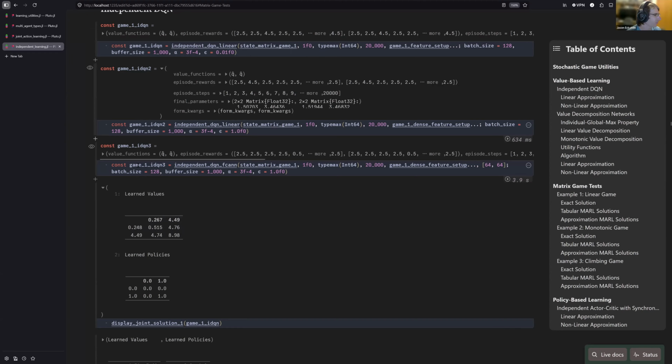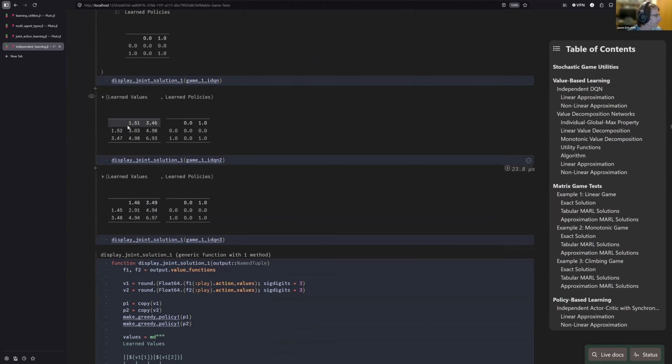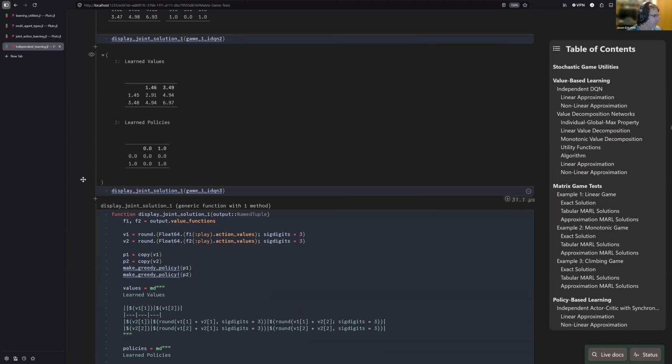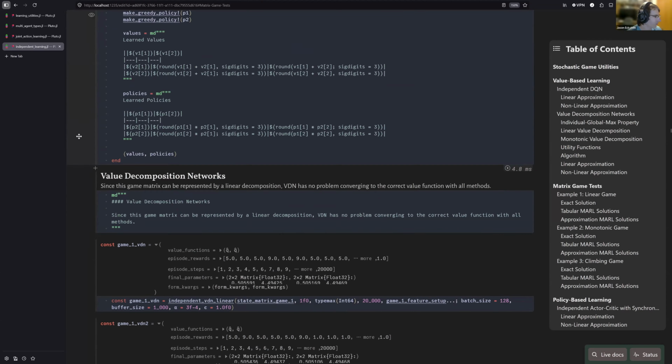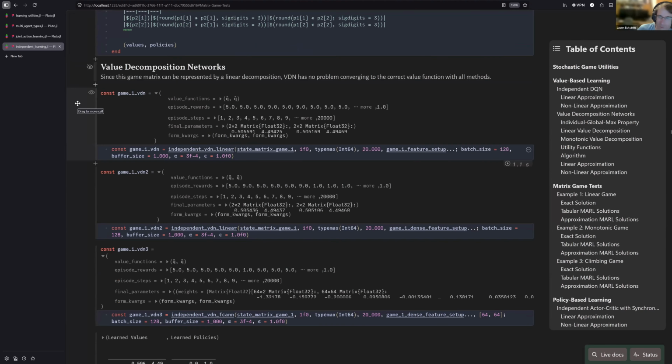I repeated this a few times just to check all the different techniques. So this is using linear approximation with a different way of representing the feature vector. And then this is with a nonlinear representation. But again, the nonlinear function here is irrelevant. This is a trivial problem. It's just a way of checking that all the gradients are working properly. We can see this is basically working, right? It's getting this optimal policy for all of these situations. So now, finally, we'll get to the VDN solution.